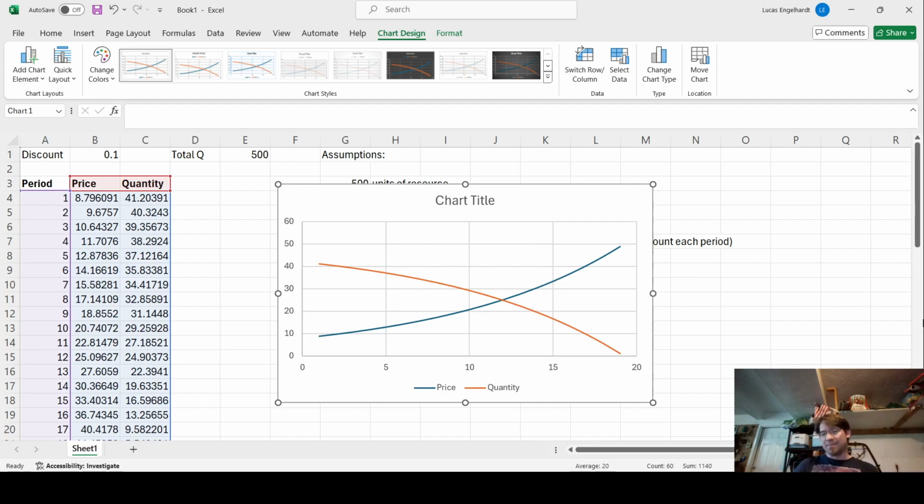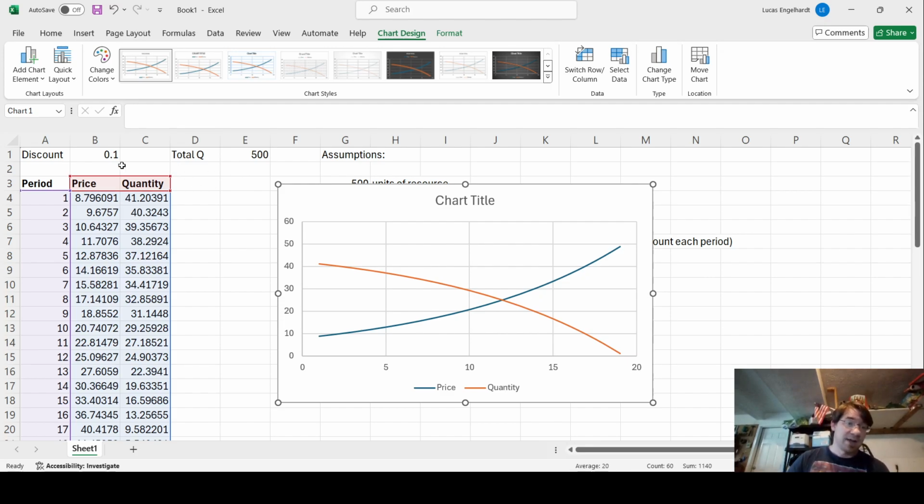And there is the first plot that we had in that presentation, where we can see very clearly the price starts at 850 or so, I believe is what I said. It turns out it's slightly higher than that. It's between 8.50 and $9. And then we run out of the resource after about 19 periods or so.